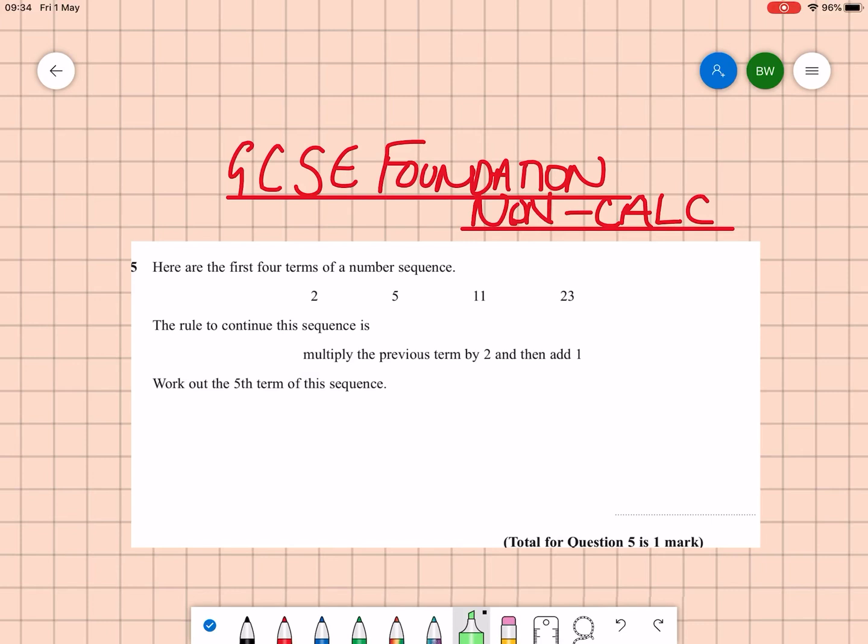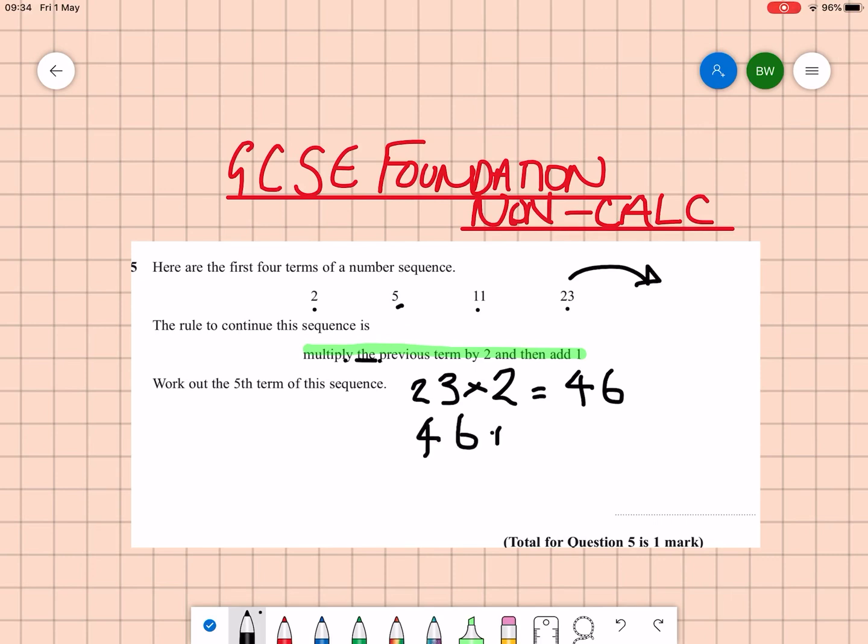So here are the first 4 terms of a number sequence. The rule to continue the sequence is multiply the previous term by 2 and then add 1. Work out the 5th term of the sequence. So here we've got 1, 2, 3, 4. To get the next term, we've got to do 23 multiplied by 2, which is 46. And then I've got to add 1, which is 47. So my answer to that question is 47.